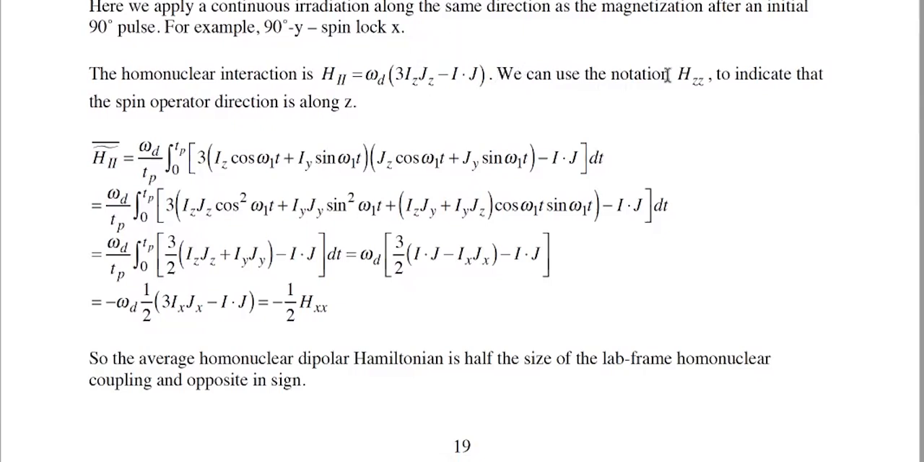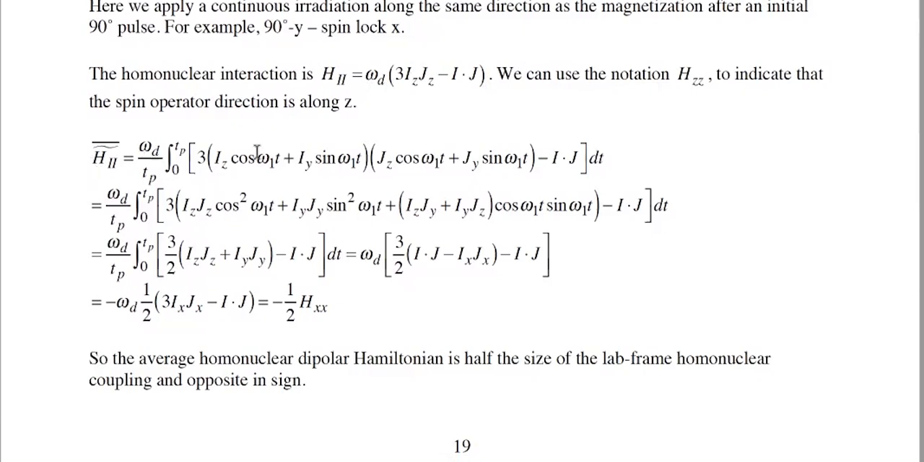I would like to create a notation of HZZ for this laboratory frame homonuclear dipolar coupling, and it's done for a purpose later. The subscript ZZ simply denotes the fact that the spin operator is IZ in the laboratory. Okay, all right, so then I need to transform my homonuclear dipolar coupling into the interaction frame of the spin lock.